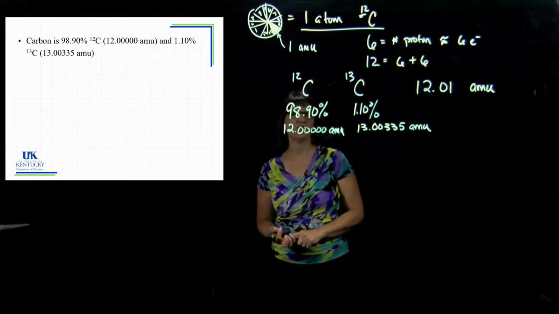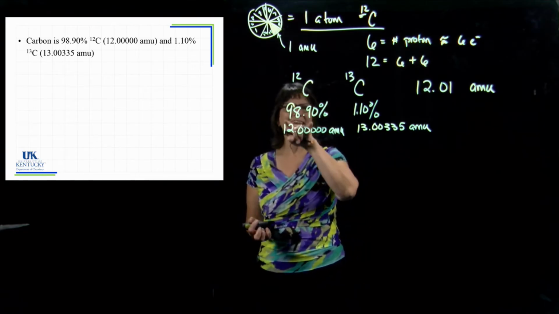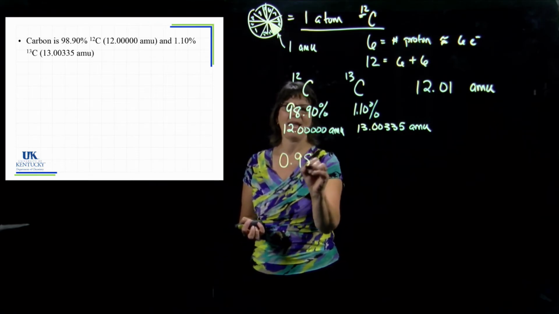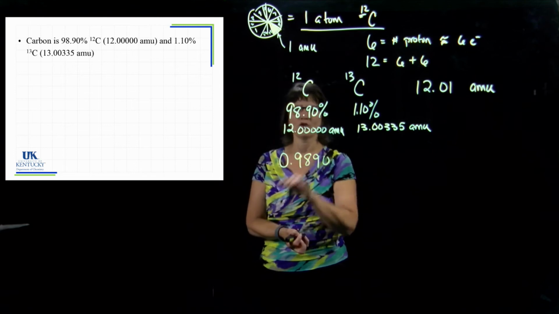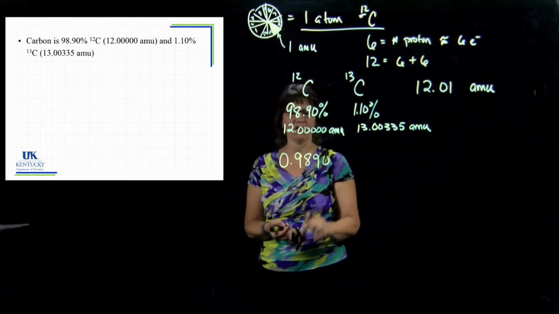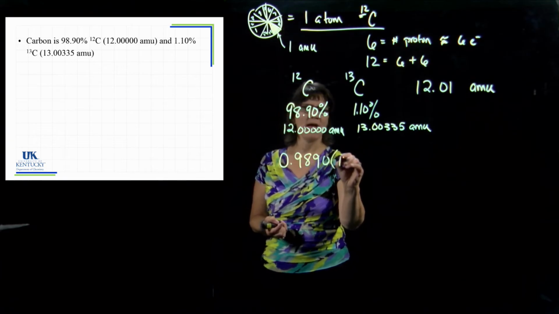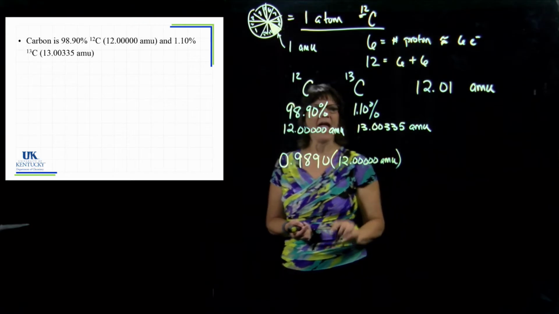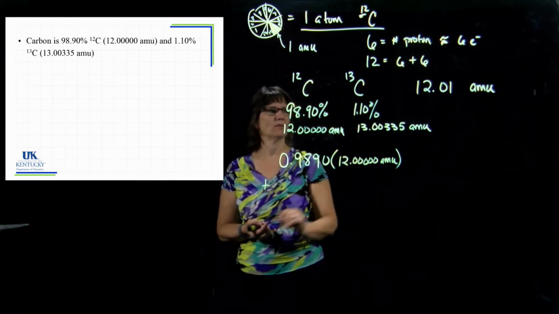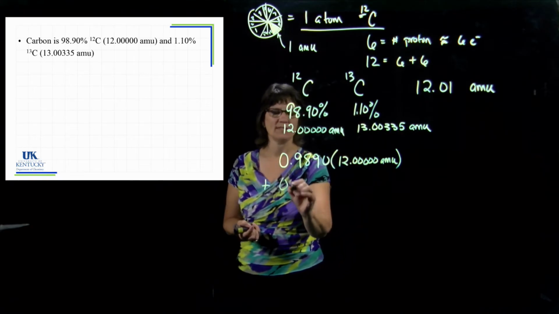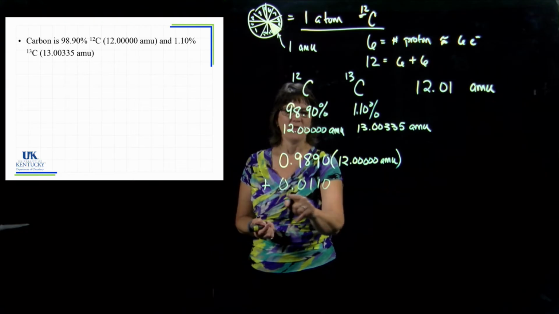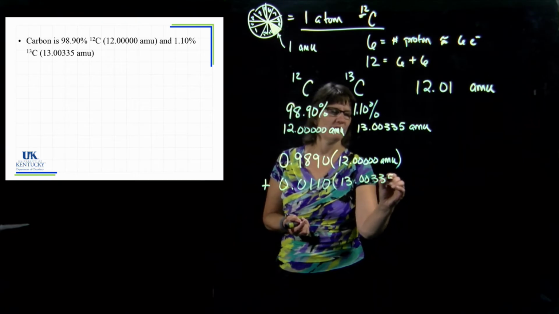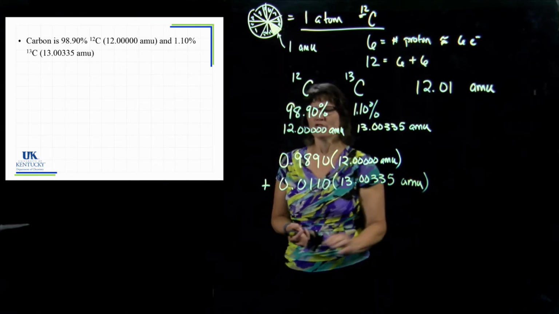But this is the mass of one single atom of carbon-13. So to do a weighted average, what you're going to want to do is take this percent and get the fraction out of it. So 98.90 is the fraction 0.9890. Notice I've just moved the decimal place over. This is how much of it out of 1 you have. So you take that fraction times the mass of this isotope. And then you go to the next one. You add to it, turn this into a fraction, 0.0110, the fraction of it times its mass, 13.00335 AMU.